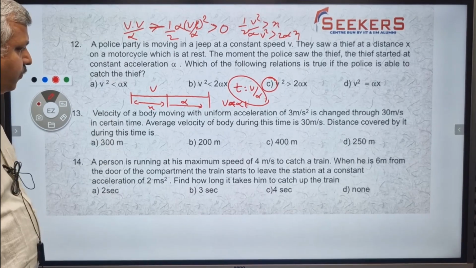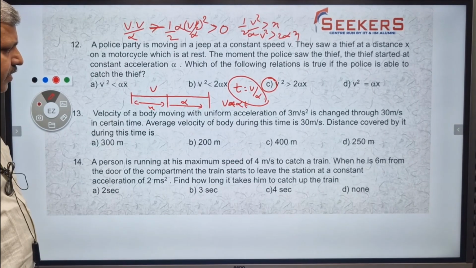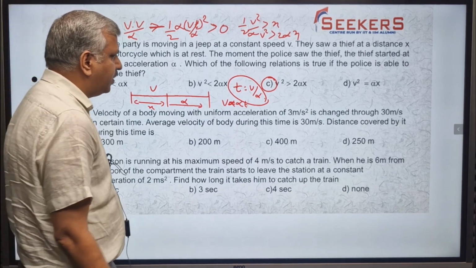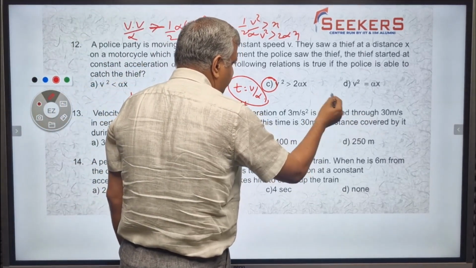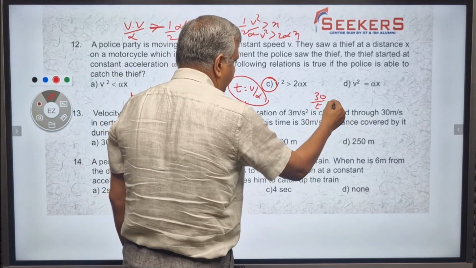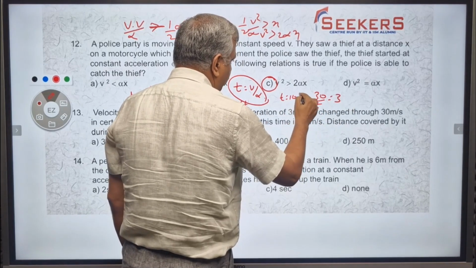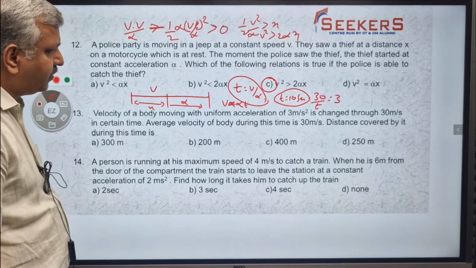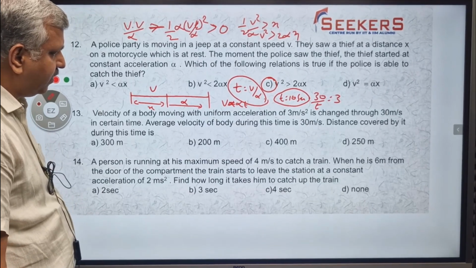Velocity of a body moving with uniform acceleration of 3 meters is changed through 30 meters in certain time. So it's very simple. Changed through 30 meters means delta v is 30. So 30 by t is equal to 3. In other words, t is equal to 10 seconds. Now average velocity of the body during this time is 30 meters per second.